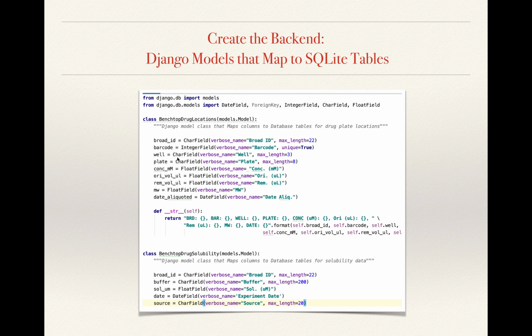To take you through some of these fields, the Broad ID is just our ID for the compound. It's not a unique identifier, but it is an identifier for our compounds. The barcode is a unique identifier. That's the 2D barcode on the bottom. Well plate, concentration, the original volume, and remaining volume are all pretty self-explanatory. MW stands for molecular weight, which we use quite often, and then the date aliquoted.